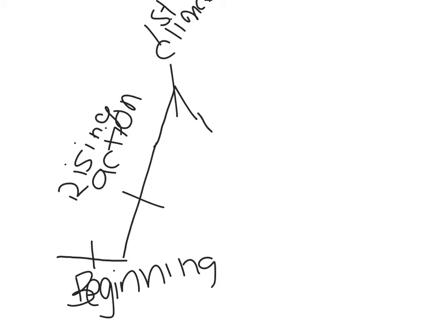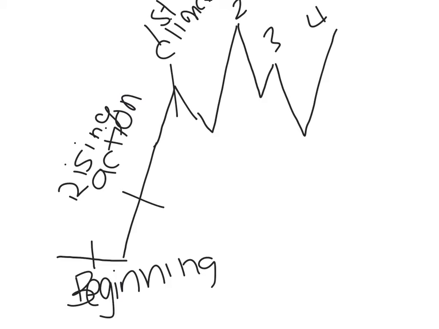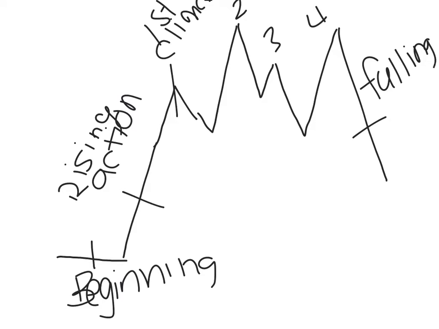Then you can dip a little bit, and then you can rise again. Then this will be your second climax. Then you dip, rise again, you can dip, rise again, and say there's only four, you then drop down. This would be your falling action. And then you could come all the way down for your ending.